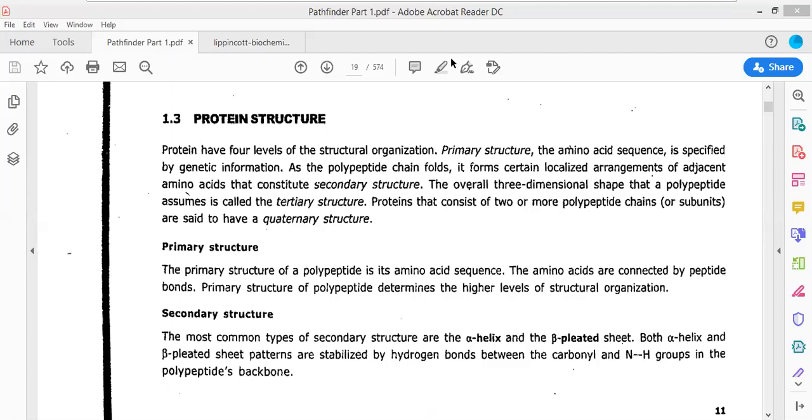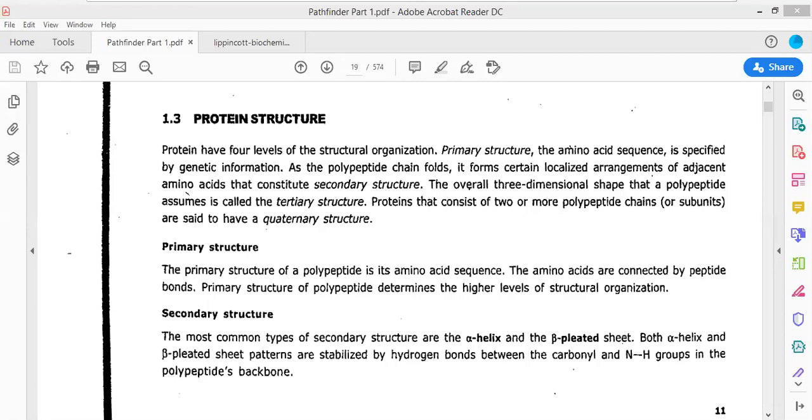So in the case of proteins, what is going to happen? Proteins consist of a linear array of amino acid residues, and those residues are joined together with the help of peptide bonds.